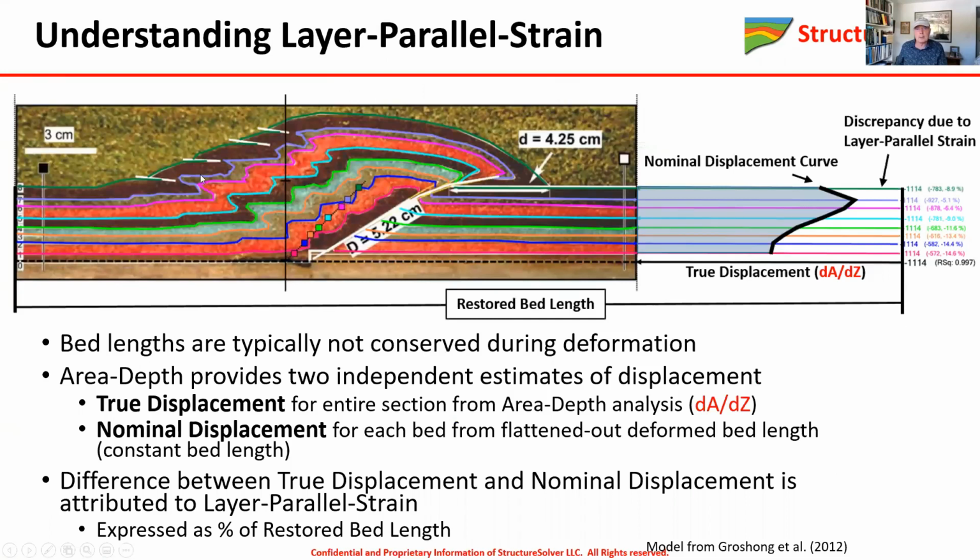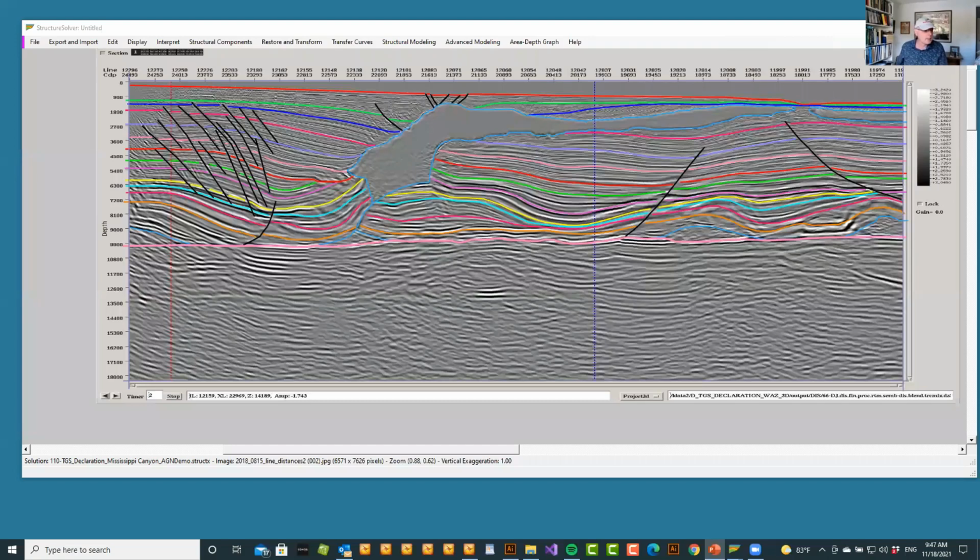And then we can also, this takes a little more explanation, but by comparing actually restored bed lengths with true displacements from area depths, we can get estimates of how much internal deformation there is in beds, how much layer parallel strain there is, which is really powerful because we find most structures have layer parallel strain of 3 or 4 or 5%, either extensional or contractional. So let's just quickly look at an example of this.